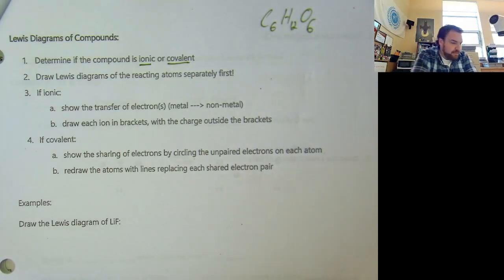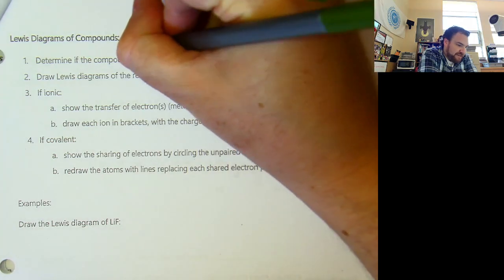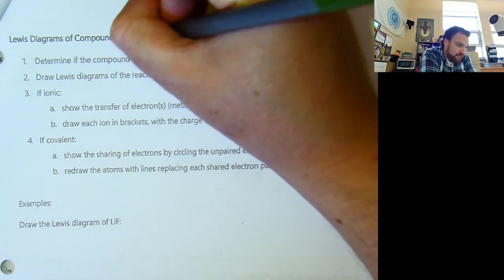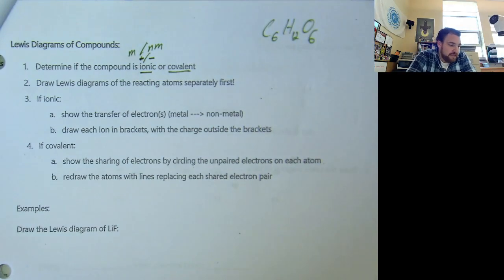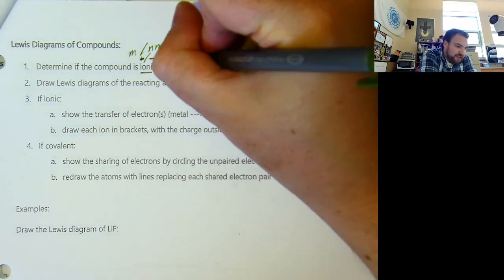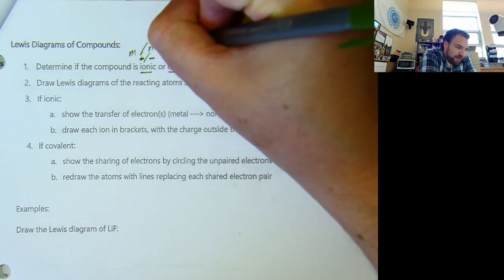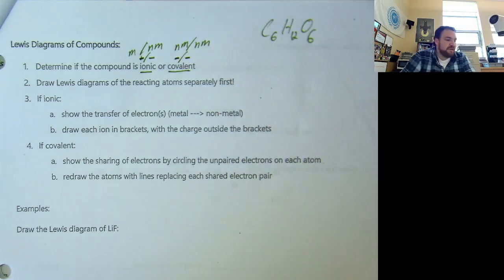If it's ionic, that means you've got a positive and a negative, or a metal and a non-metal. If it's covalent, it means you've got two negatives, or a non-metal and a non-metal. You cannot have two metals. They do not bond chemically like this.